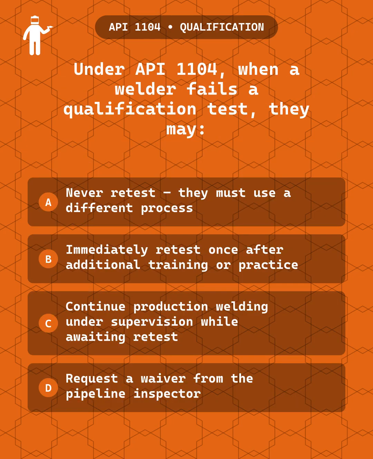Question 8. Under API 1104, when a welder fails a qualification test, they may A, never retest and must switch processes, B, immediately retest once after additional training or practice, C, continue production welding under supervision while awaiting retest, or D, request a waiver from the pipeline inspector.